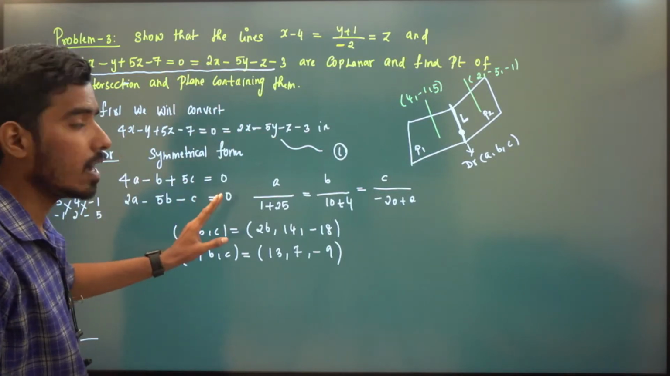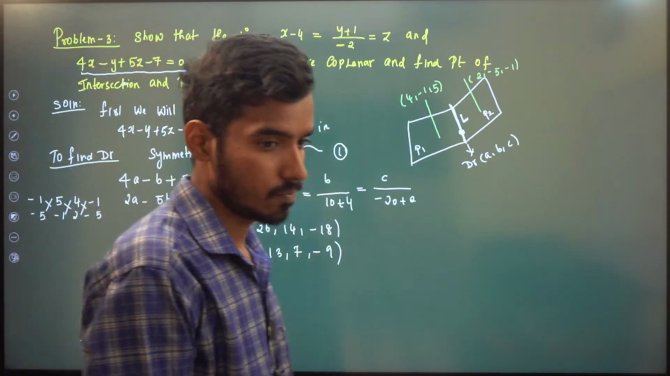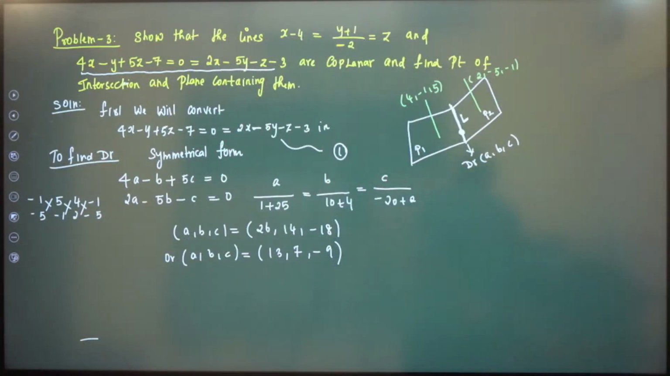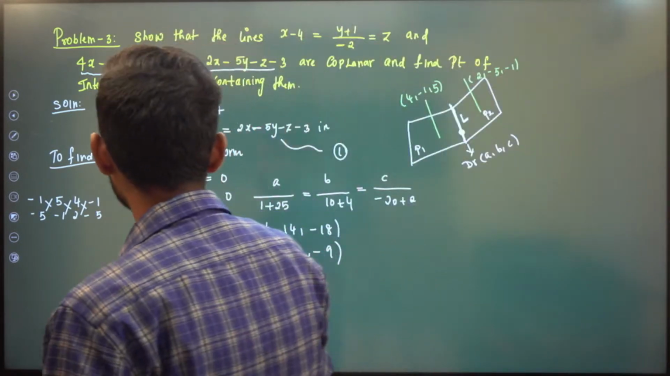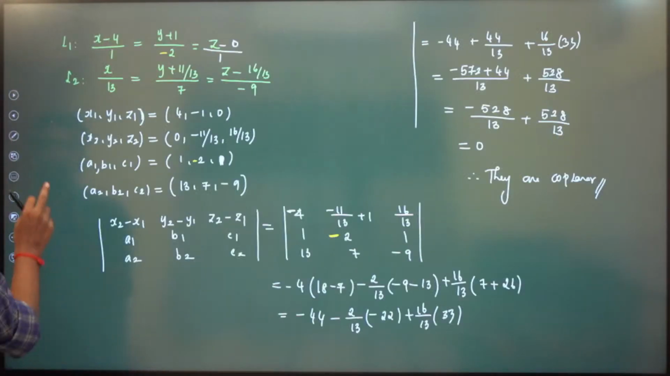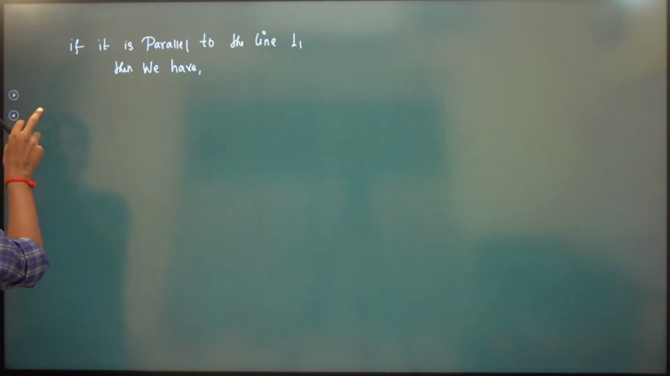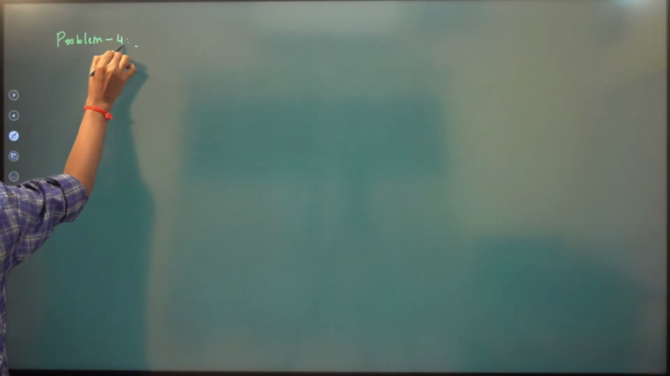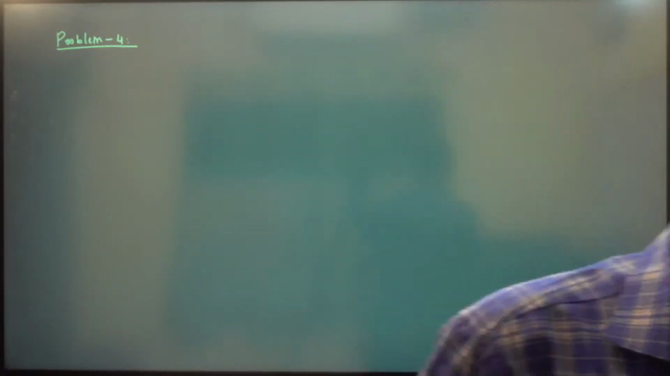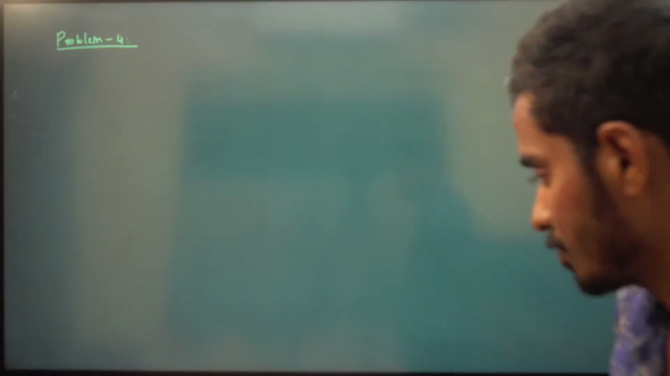Now we are going to have both the lines in general form. You can do this, right? Both the lines in general form. So problem number 4. I think I don't want to do it, right? You just have to convert both the general forms to symmetrical form, and then you need to follow the previous procedure. Okay.